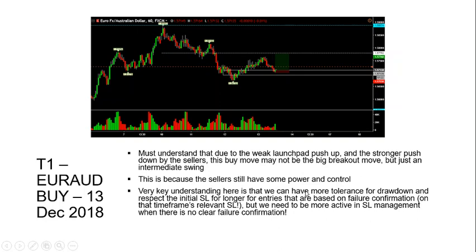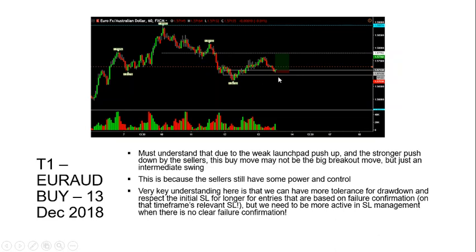What I think I found is that I can have more tolerance for drawdown and respect the initial SL for longer for entries that are based more on failure confirmation, on swing failure confirmation. But for breakout retest entries, I need very active SL management. This is because for breakout retest entries, I expect price to move strongly from that retest area. That's the proof of genuine reaction at the breakout retest areas.